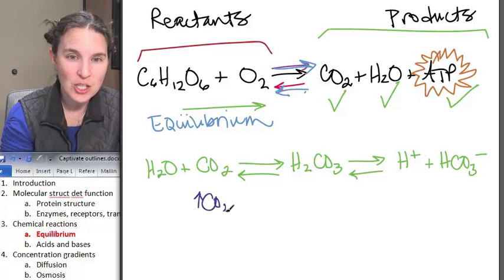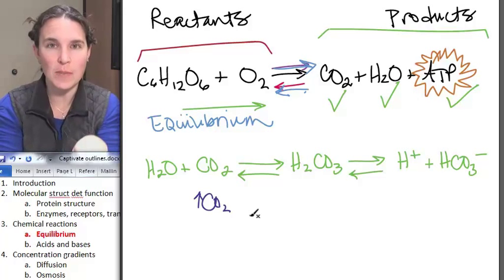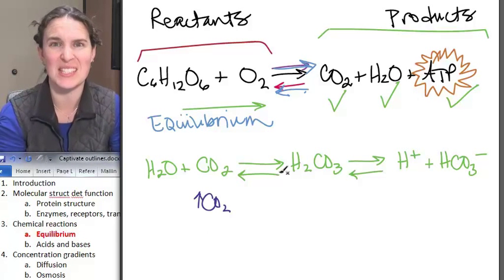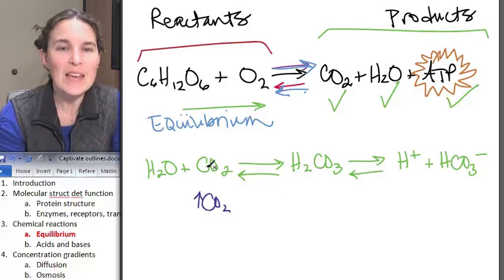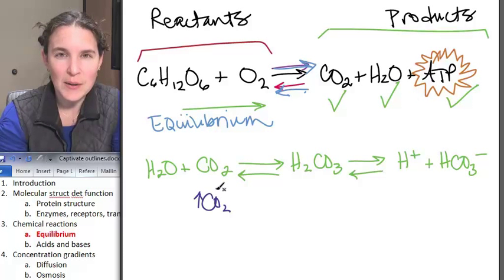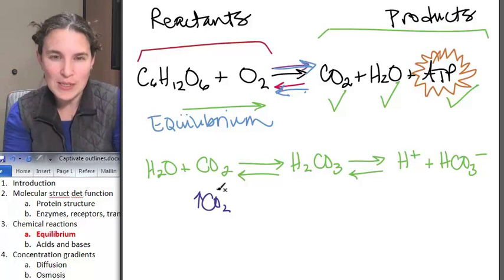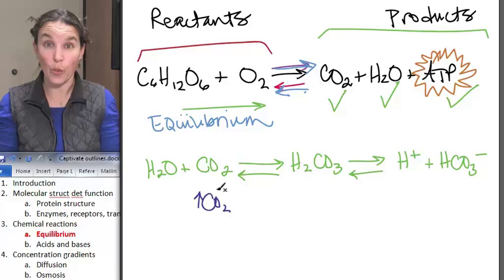I'm going to imagine adding a whole bunch of carbon dioxide molecules into this little dynamic equilibrium system. If I add carbon dioxide, a whole bunch of it, can you imagine what's going to happen to this chemical? Which way is it going to go?